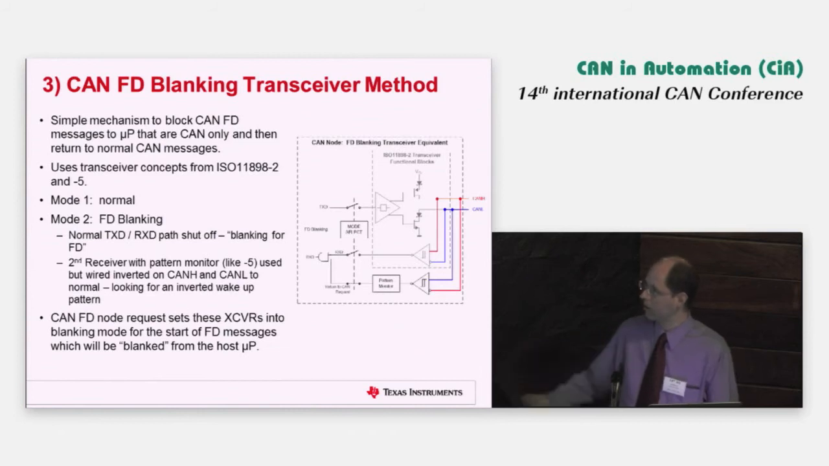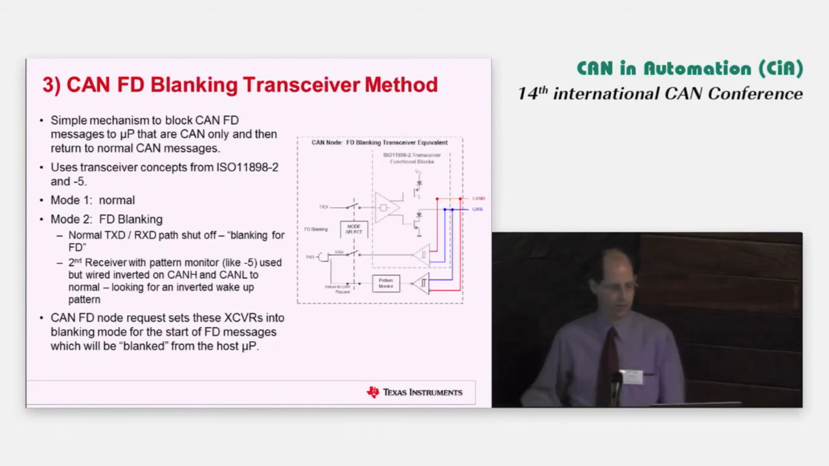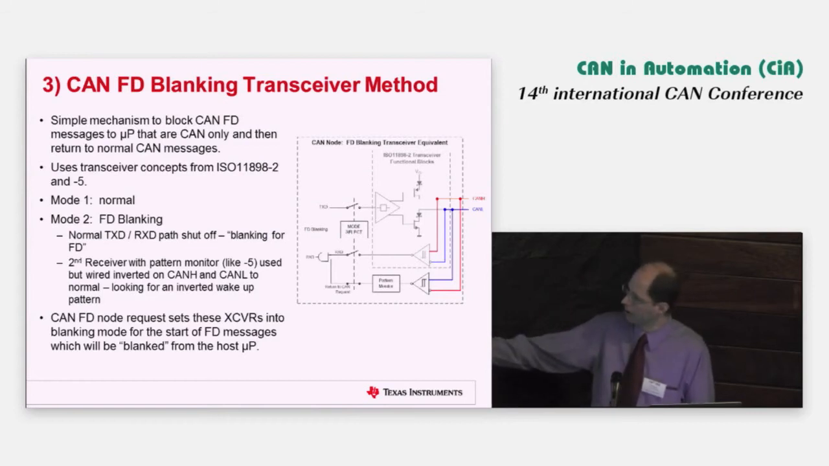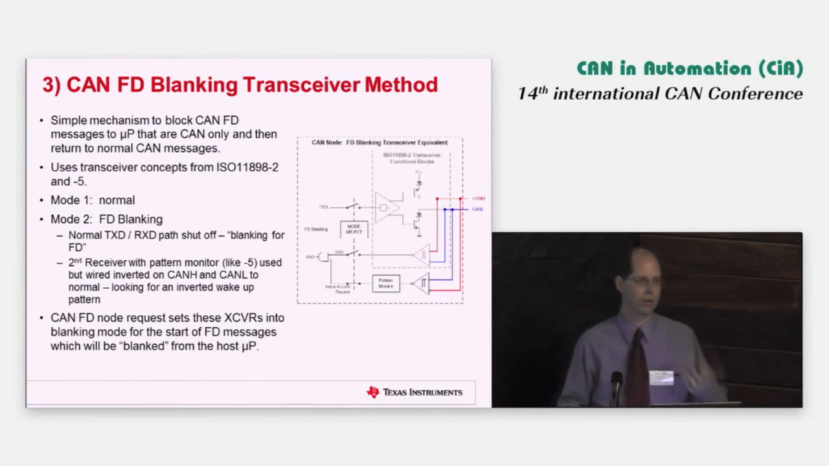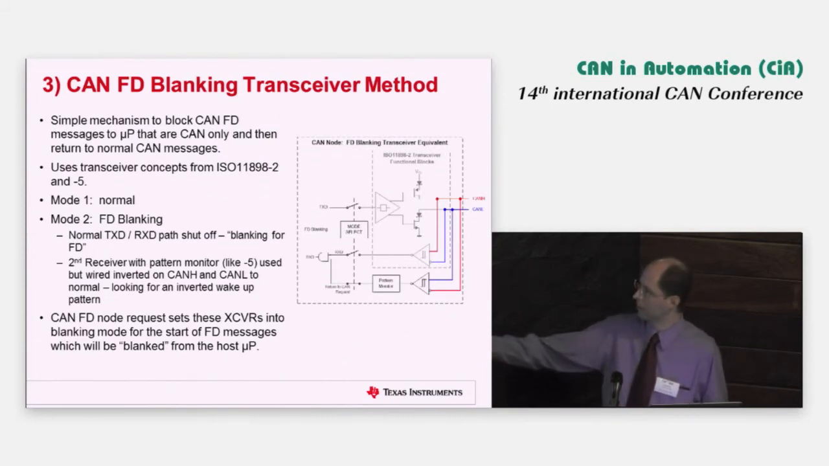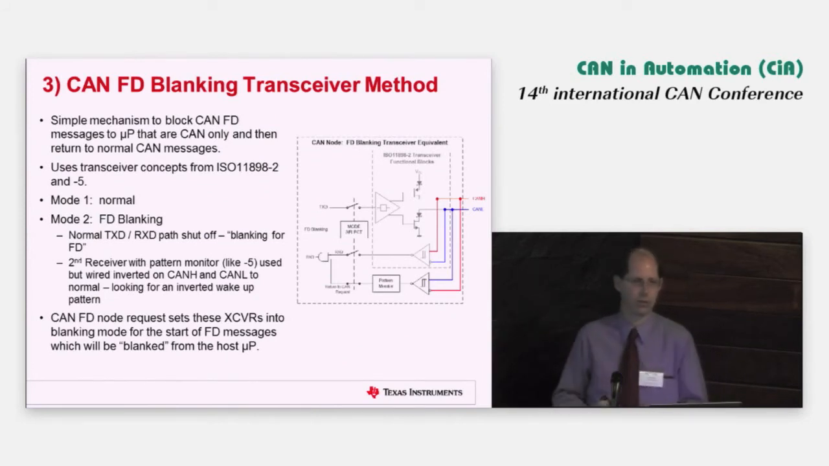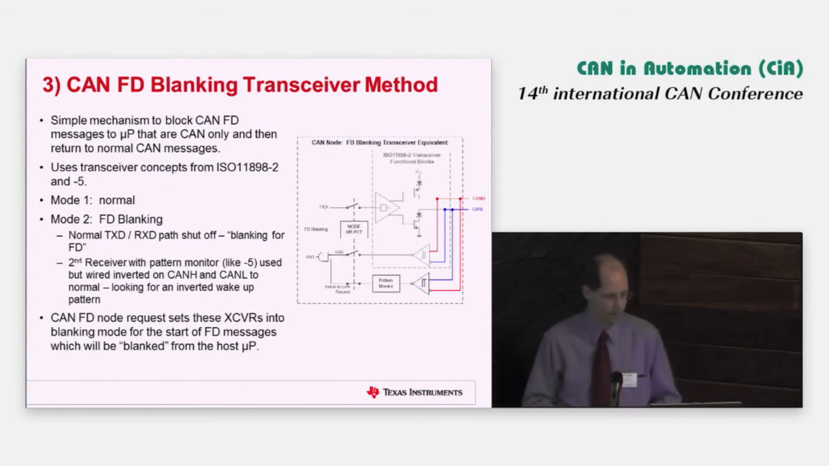And then we reuse the wake-up pattern that's known from the Part 5 CAN standard. And then during the wake-up, looking for this pattern, it will come out to the RxD pin, and now we have a path to send a different signal to a CAN node to wake itself back up and then go back into normal mode and return to normal CAN operation.